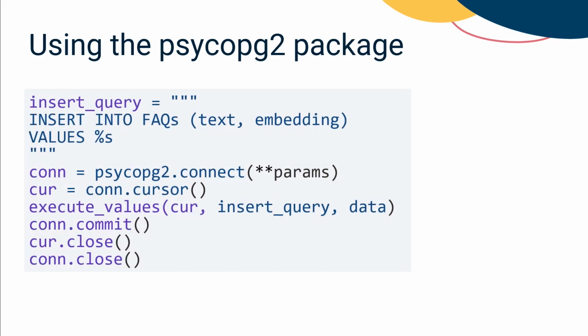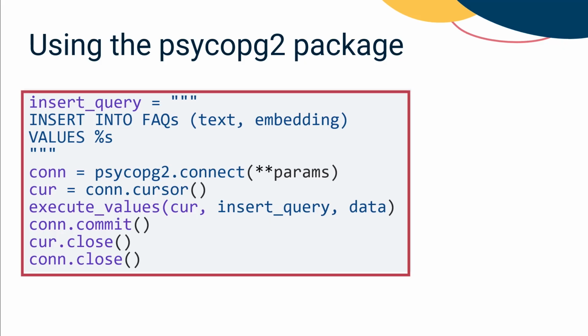Next, connect to the PostgreSQL database. Then, create a new cursor object and execute the bulk insert. You will commit the transaction and close the cursor and connection to complete your work. You'll also find that most programming and scripting languages provide methods for bulk inserting data into PostgreSQL.